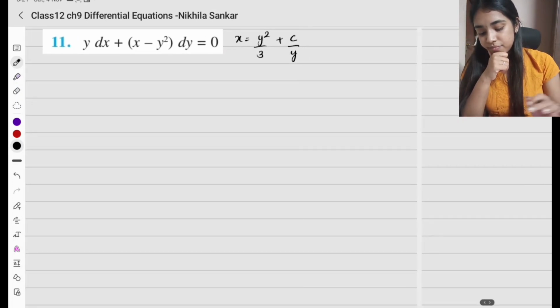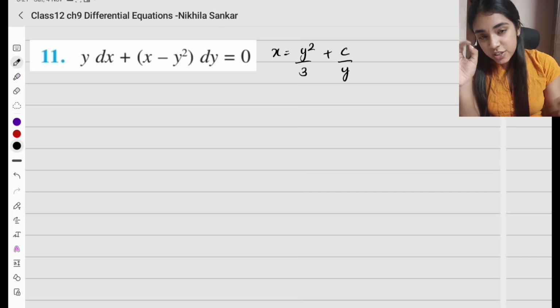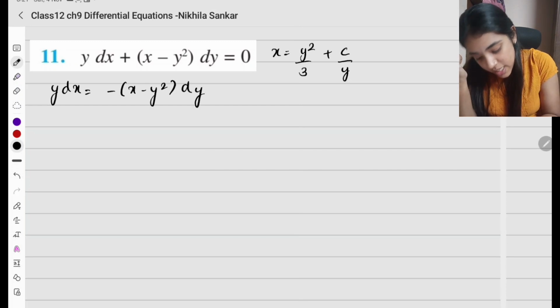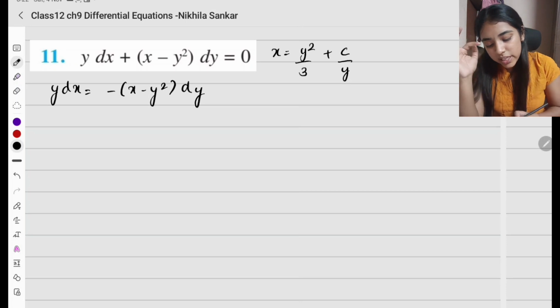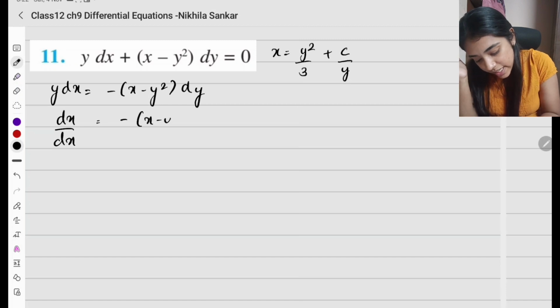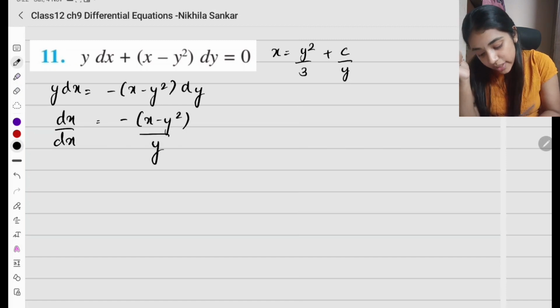Question number 11. So check if this is the form that we need. So என்ன பண்ண போறோம்? y dx equals minus of x minus y square times dy. இது dy by dx பண்ணலாமா? dx by dy பண்ணலாமா? Let us see. dx by dy equals minus x minus y square the whole divided by y.